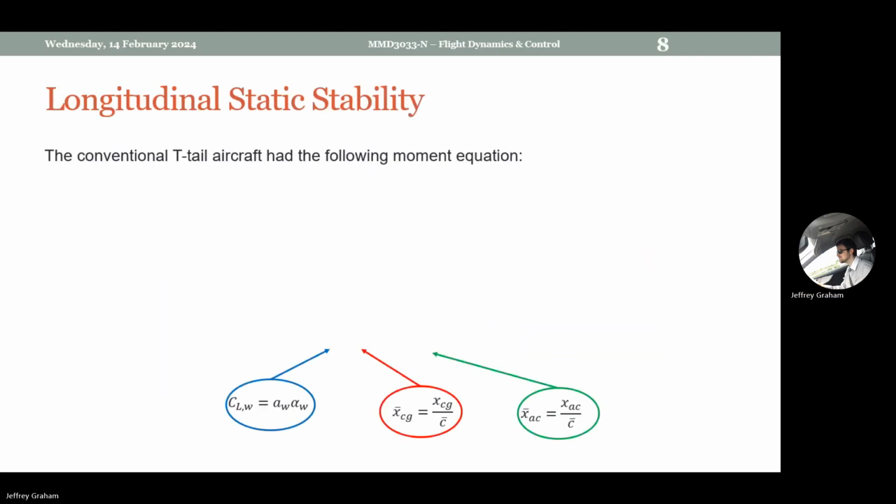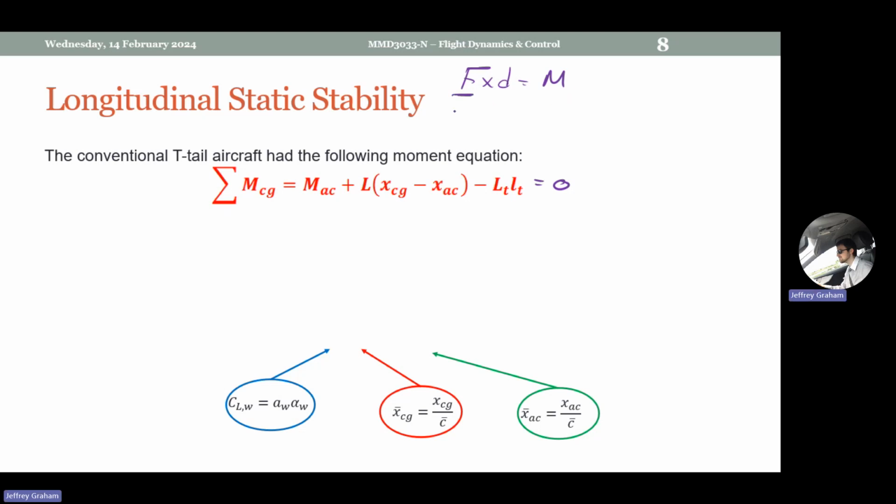Let's see here. Right. There's our moment equation from earlier on for aircraft in trim. We said that equals 0. And remember earlier on, we said force times distance is the moment. The aerodynamic force involved is typically the lift, so that would be a half rho v squared S, its respective coefficient. And the distance involved is the chord length. That will give you the moment.